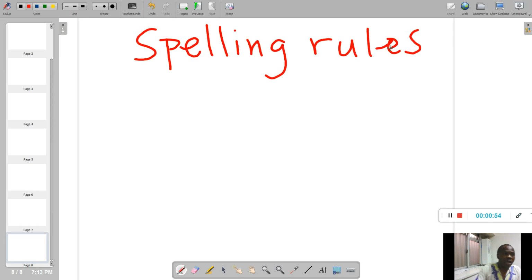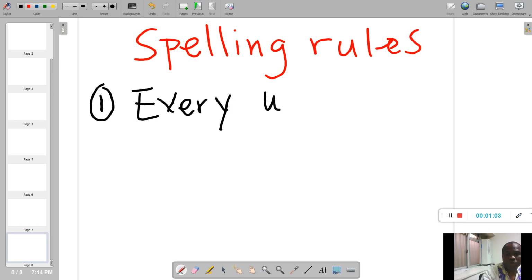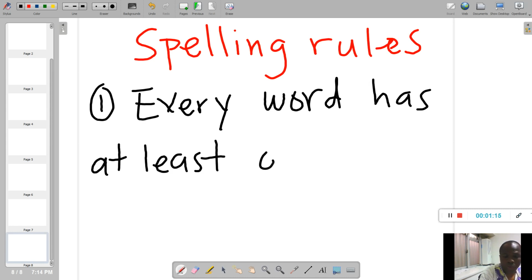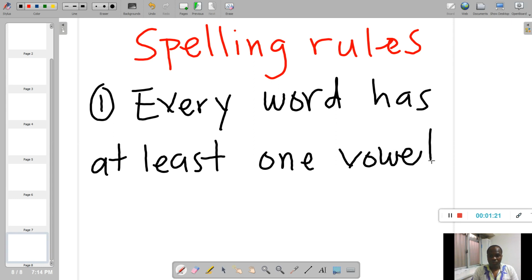So today we are talking about spelling rules. And rule number one, we are saying that in English, every word has at least one vowel. Every word in English has at least one vowel. Okay, good. But sometimes there are some words that do not have a vowel in them. Let me give you a specific example.